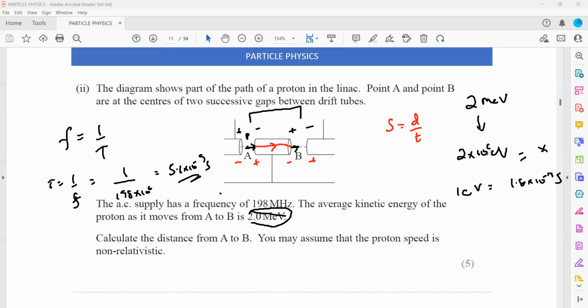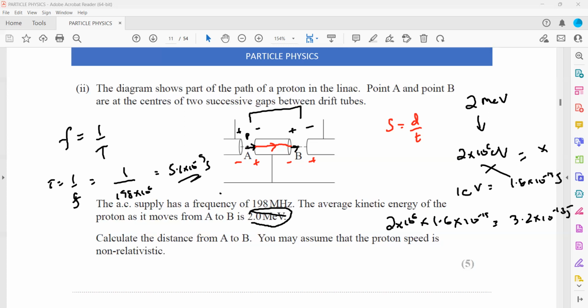So 2 into 10 to the power 6 will be x. We cross multiply. Basically, we multiply 2 into 10 to the power 6 with 1.6 into 10 to the power minus 19. When we multiply them, we get the answer in joules. This kinetic energy will be 3.2 into 10 to the power minus 13 joules.